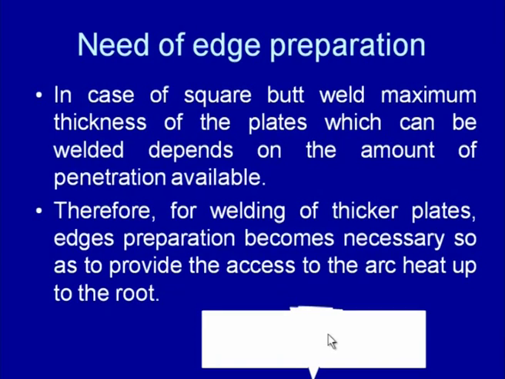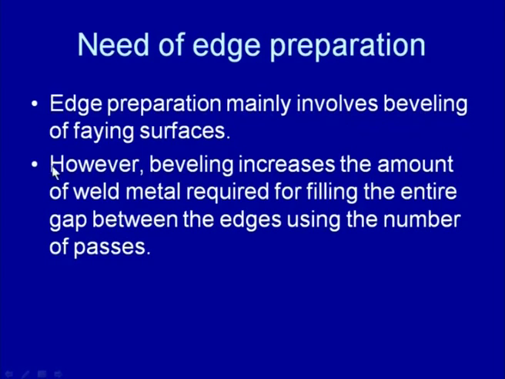But it may not always be possible to use such high heat input processes, and therefore the edges of the plates frequently need to be prepared so that proper access of the heat source can be provided up to the root of the plate being welded. If we see, edge preparation mainly involves beveling of the faying surfaces. However, beveling increases the amount of weld metal that has to be deposited for filling the entire gap between the edges of the plates to be welded using a number of passes.